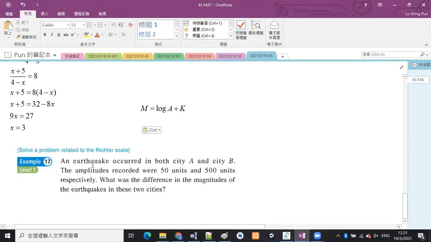An earthquake occurred in both city A and city B. The amplitudes recorded were 50 units and 500 units respectively. What was the difference in the magnitudes of the earthquakes in these two cities?